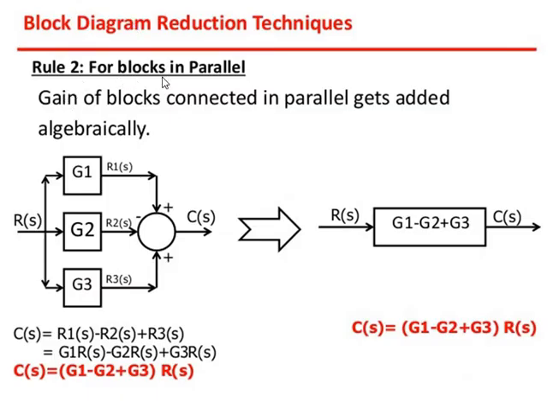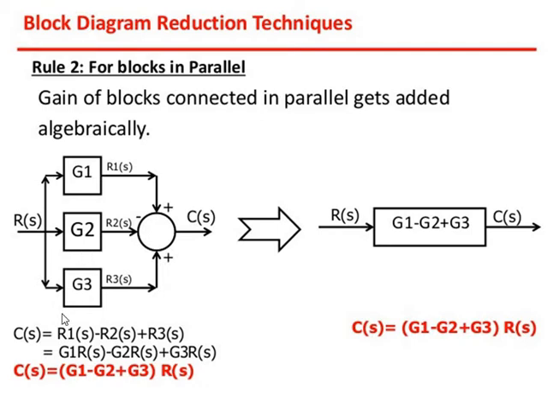Now rule 2, for blocks in parallel. The gains of blocks connected in parallel get added algebraically. That means we consider the example of the parallel connection of the blocks G1, G2 and G3. All three blocks are connected in parallel.